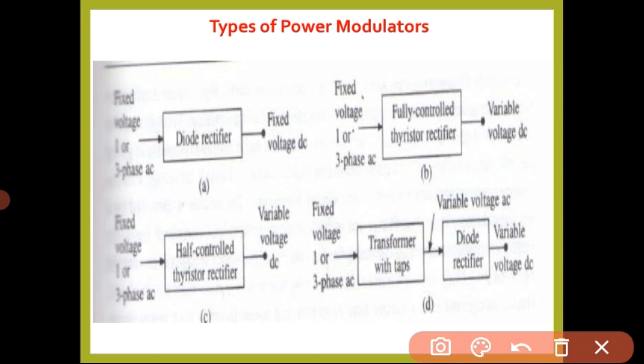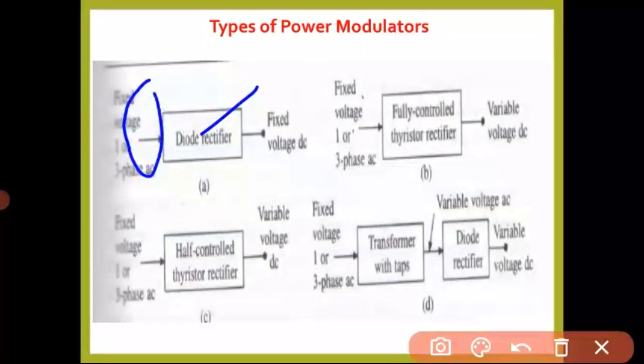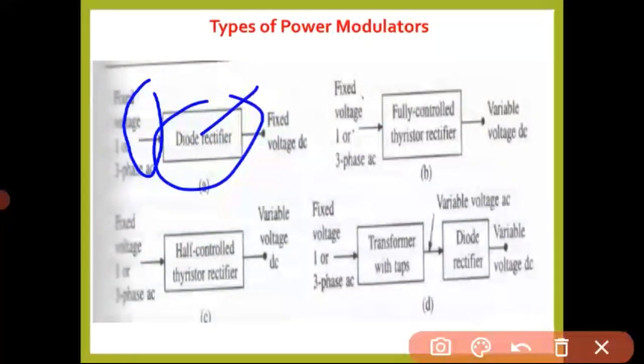Here is the diode rectifier. As we know, the input is AC voltage, either single phase or three phase. The output voltage is DC voltage, because it is a diode rectifier, so the diode is used. So what is the output voltage? It is a fixed voltage, meaning we can't get a variable voltage, because the diode is an uncontrolled rectifier. I repeat, the diode is an uncontrolled rectifier. So the output voltage you will get is DC, but it is fixed DC.